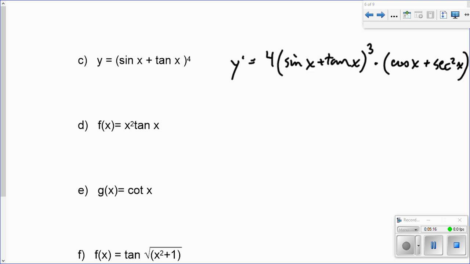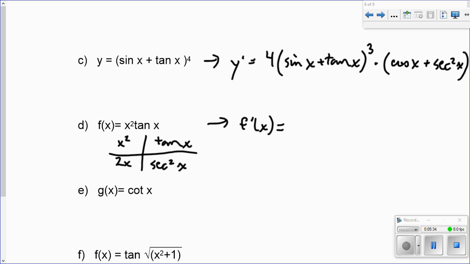This next one's another product rule. Okay, so my product's going to be x squared and tan x. The derivative of x squared is 2x, and the derivative of tan x is secant squared x. So the application of my product rule is going to be 2x tan x, plus x squared secant squared x.